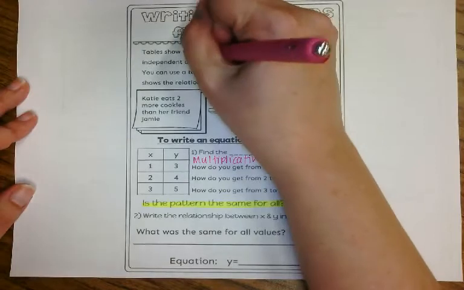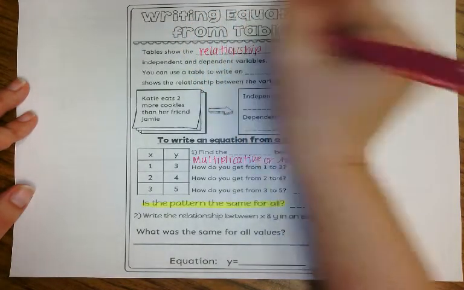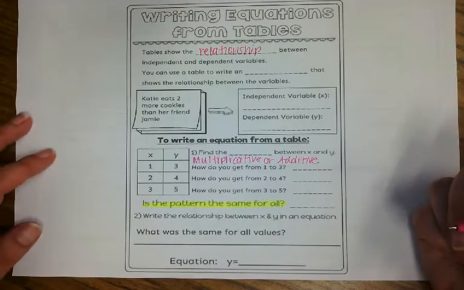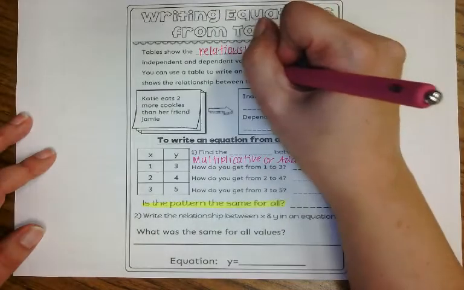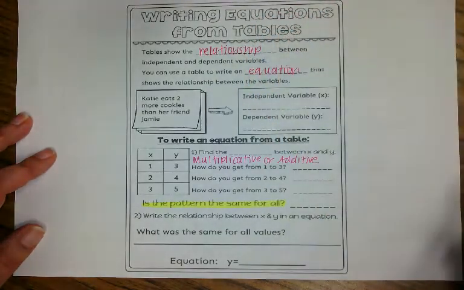Tables show the relationship between independent and dependent variables. You can use a table to write an equation that shows the relationship between the variables.